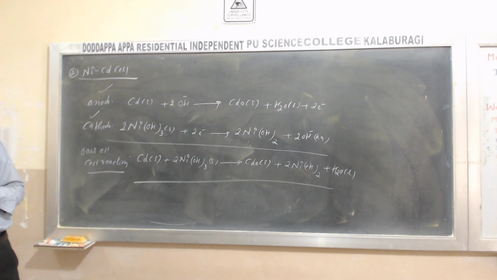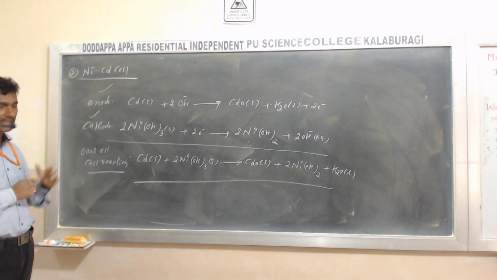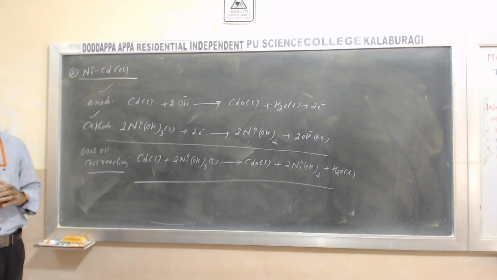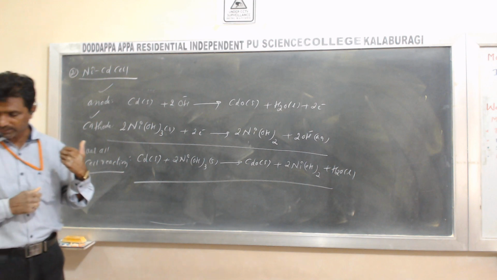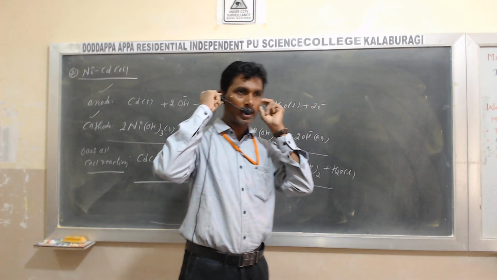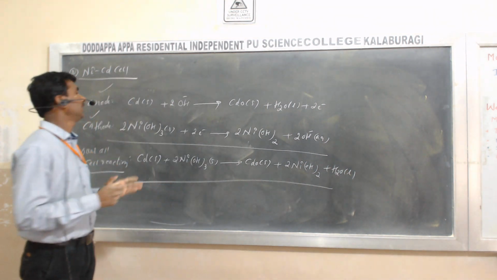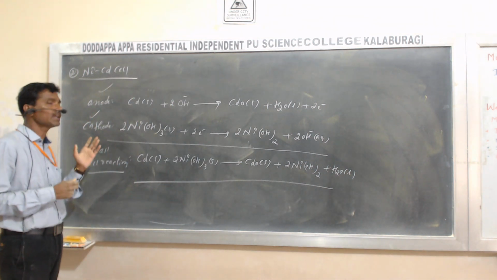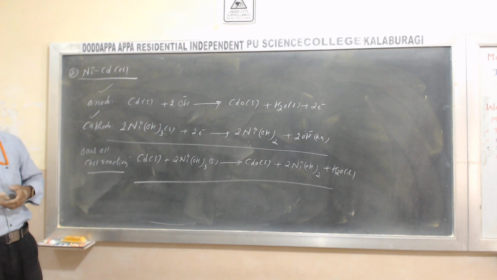Next, where is this nickel cadmium cell used? It is used in portable and cordless appliances, mainly electronic appliances. So we can use nickel cadmium cells there. These are very important from the examination point of view.